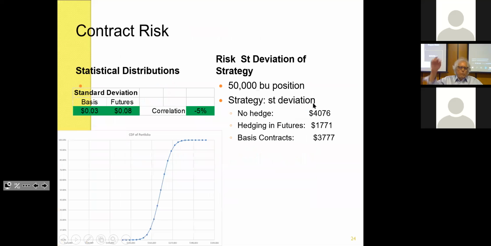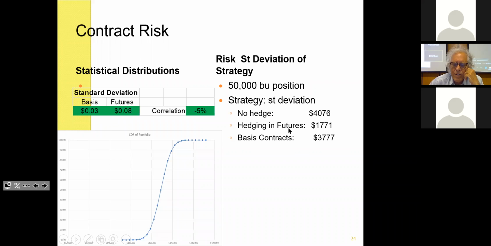We're real big on measuring risk, and just for perspective, in today's market, the basis risk we measure as a standard deviation is 3 cents. The futures market risk is 8 cents. So today we have about 3 times as much risk in the futures market as the basis market. That's not always the case. Quite often the basis risk is as great as the futures price risk. And interestingly, the correlation between those is negative today, which has interesting implications for marketing.